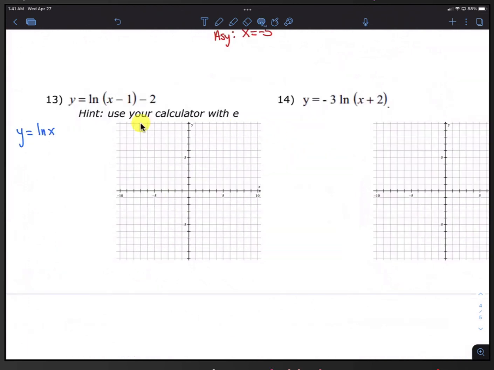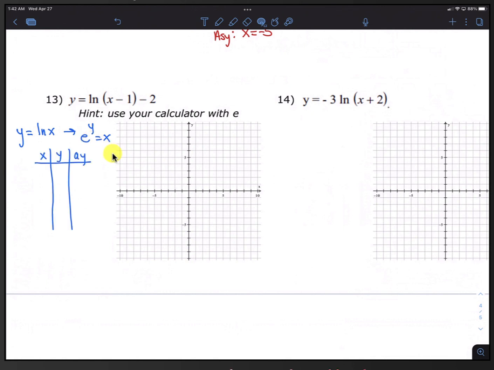And here is number 13. We have y equals the natural log of x minus 1 minus 2. The parent curve is just y equals the natural log of x. And we know the natural log is actually log base e. So when we convert it to an exponent, it's e raised to the power of y equals x. So you just have to remember that natural log is log base e.